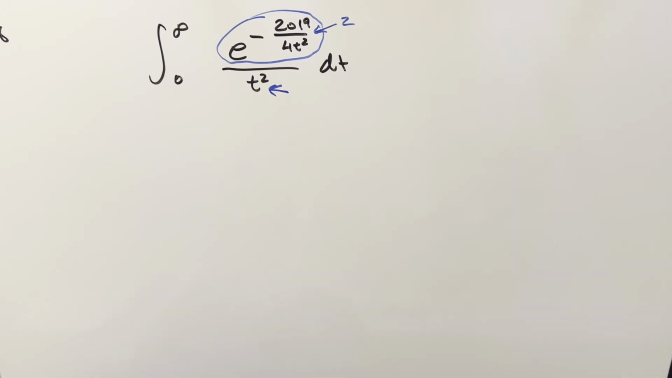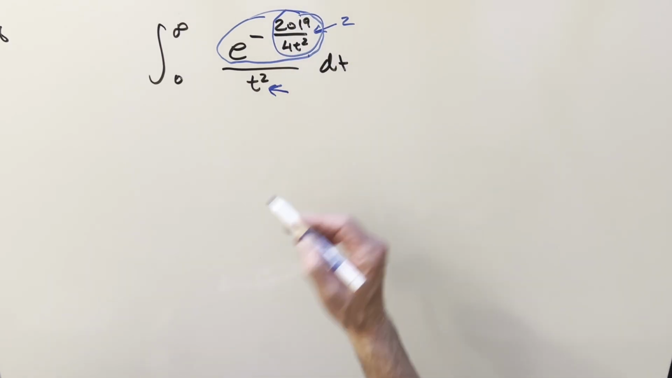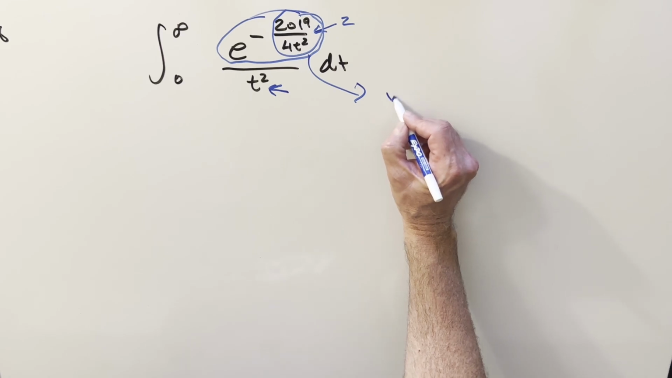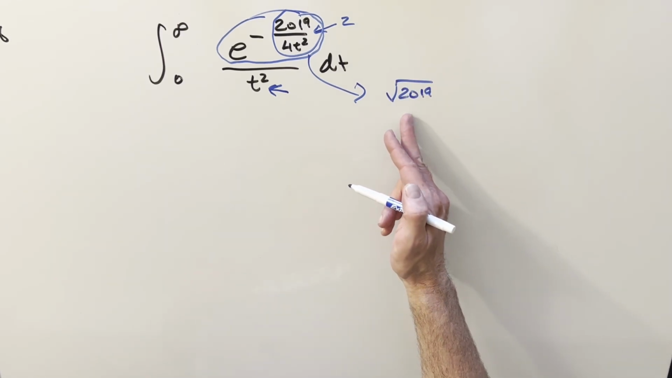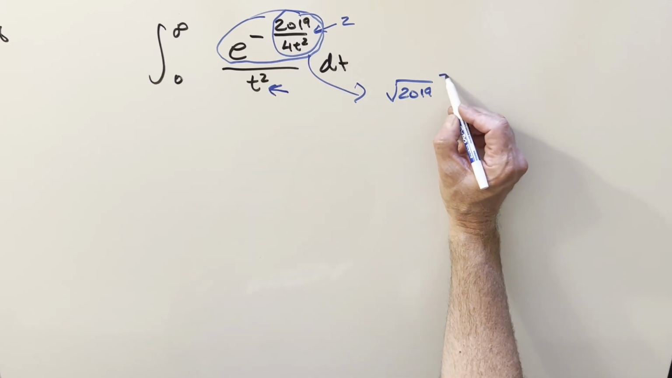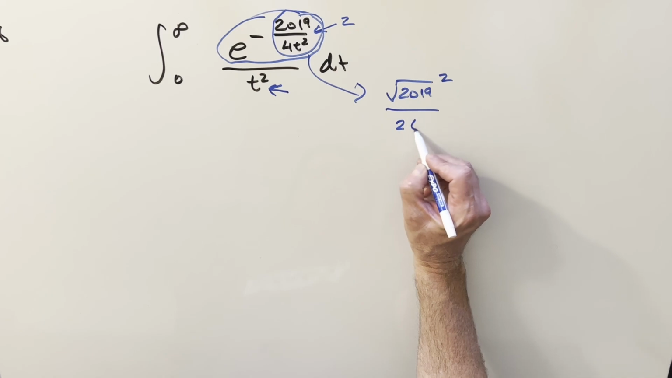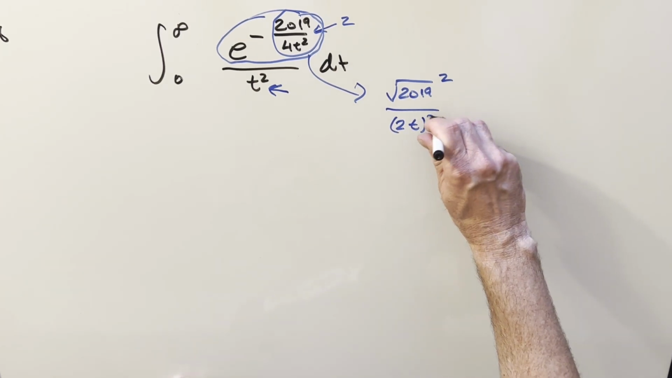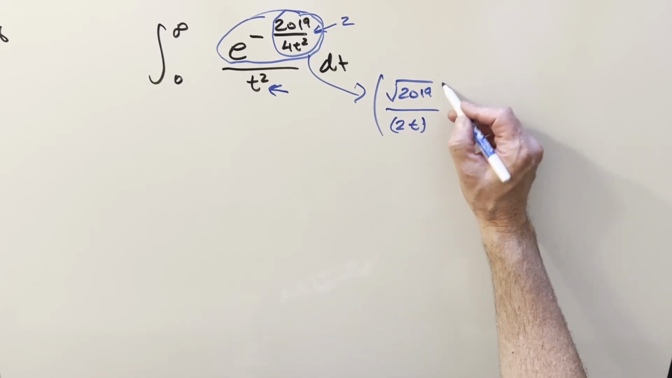Well, what I want to try to do is let's see if we can clean this up with a u substitution. First, I want to deal with this exponent, see if we can manipulate it into that form of the Gaussian integral. So if I write this as something squared, first square root of 2019 squared, and then the denominator, we can write this as 2t all squared. And then really we want this whole thing as one expression squared. So let's just write it like this.